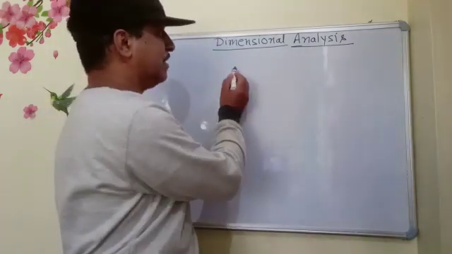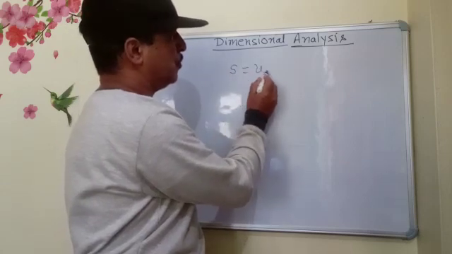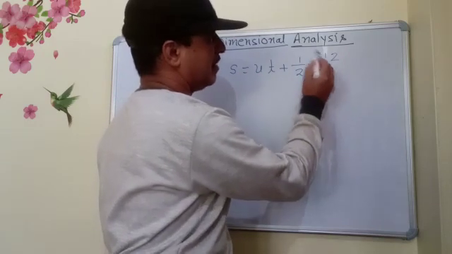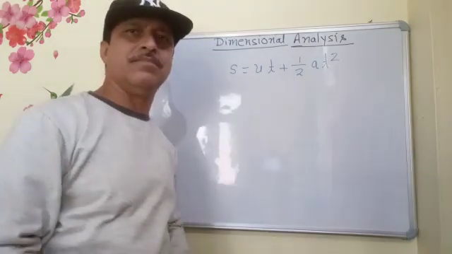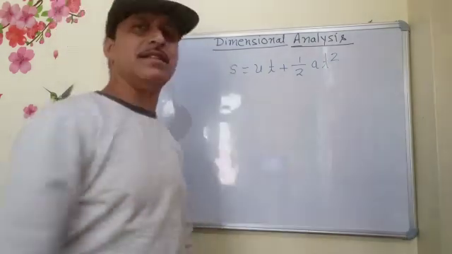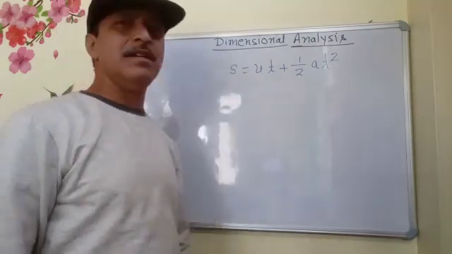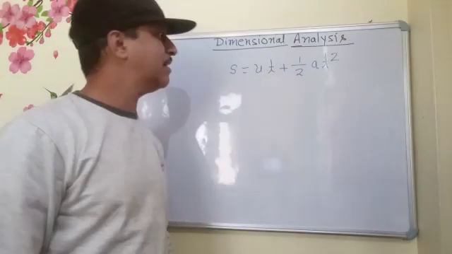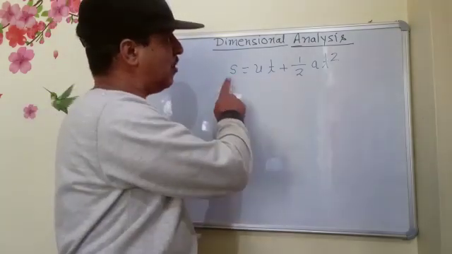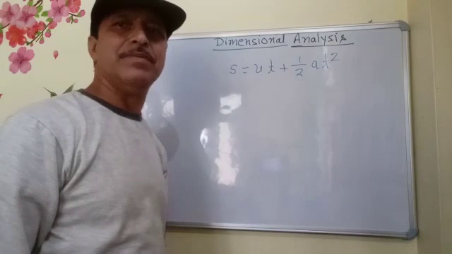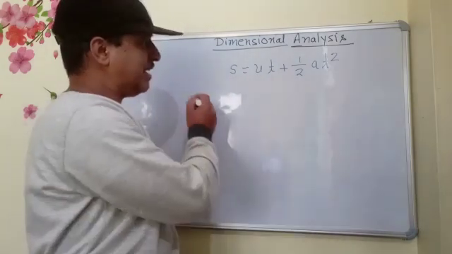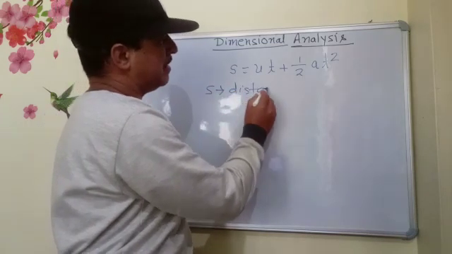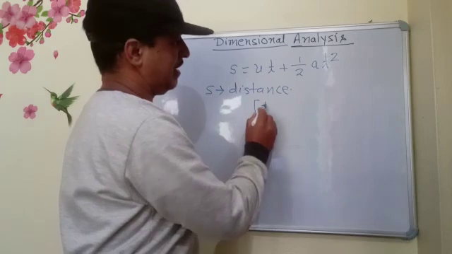We have an equation s = ut + ½at² for a uniformly accelerated particle, where s is the distance traveled in time t, a is the acceleration, and u is the initial speed of that particle. Now you will see that in this equation all these three terms have the same dimensions. First, see the left hand side term. s is distance, so its dimensions are L.